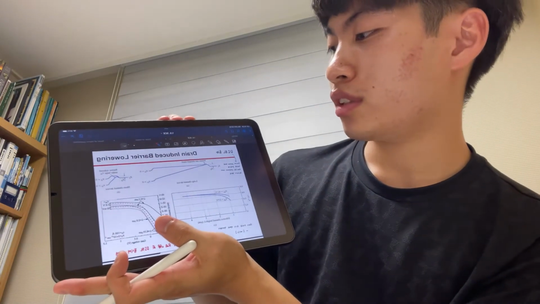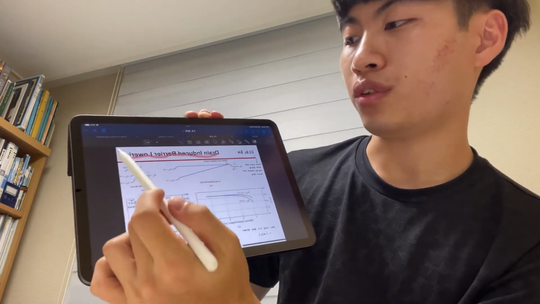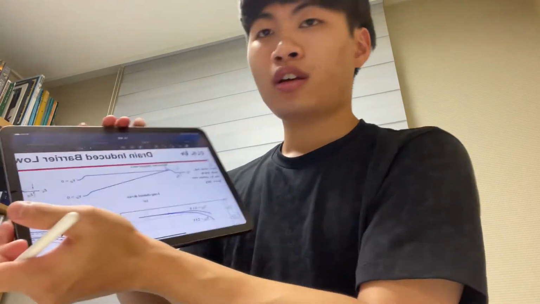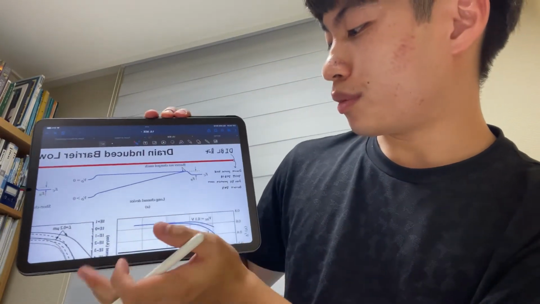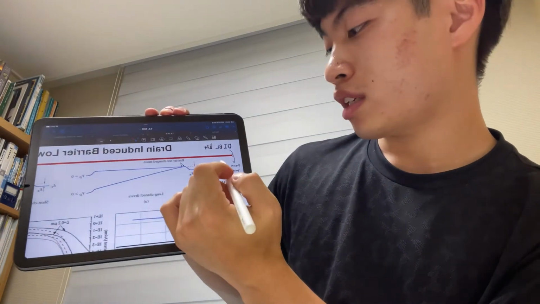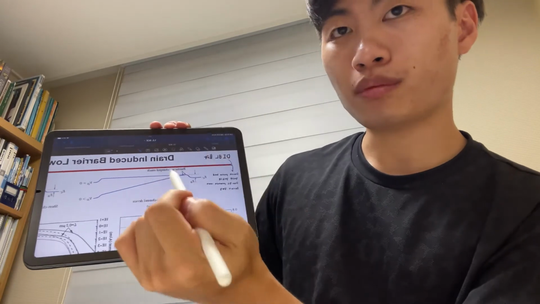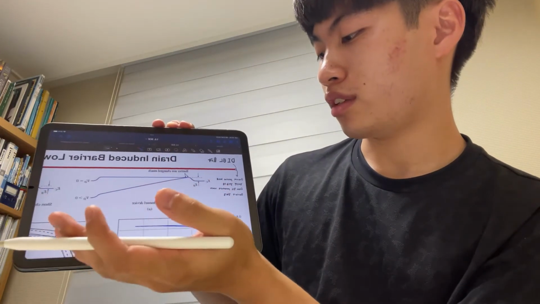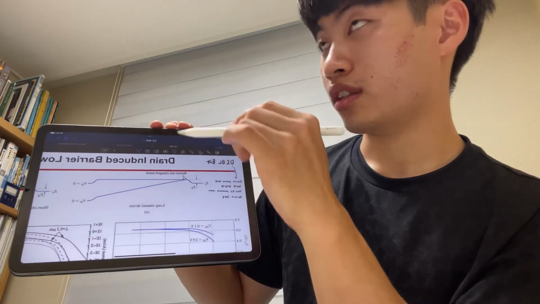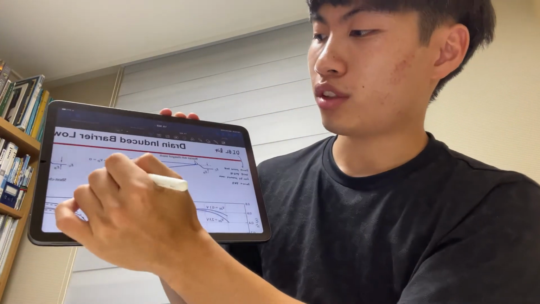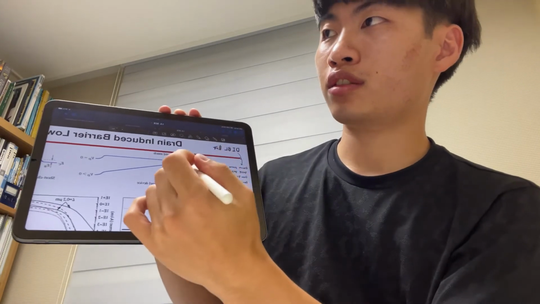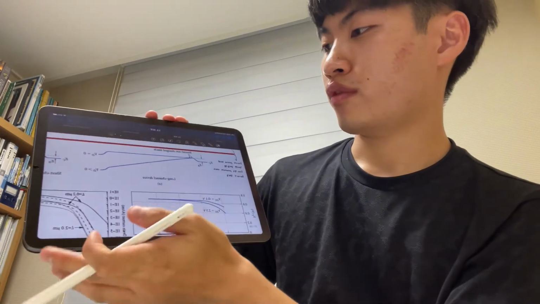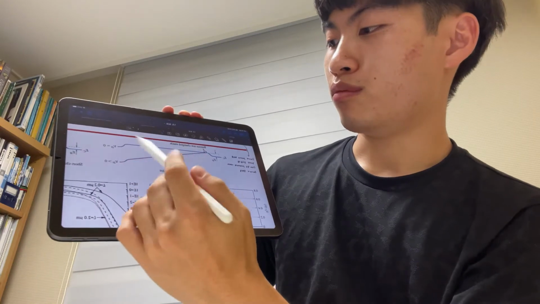And the third phenomenon is the drain-induced barrier lowering, called the DIBL effect. When we apply the positive bias in the drain more and more, the potential and energy level go down, so it makes the barrier lower, so the electrons can move.